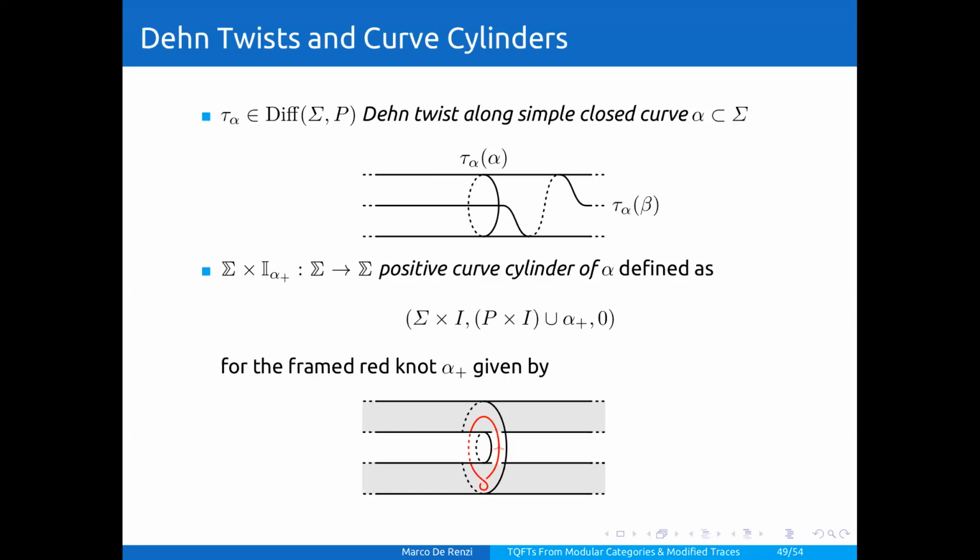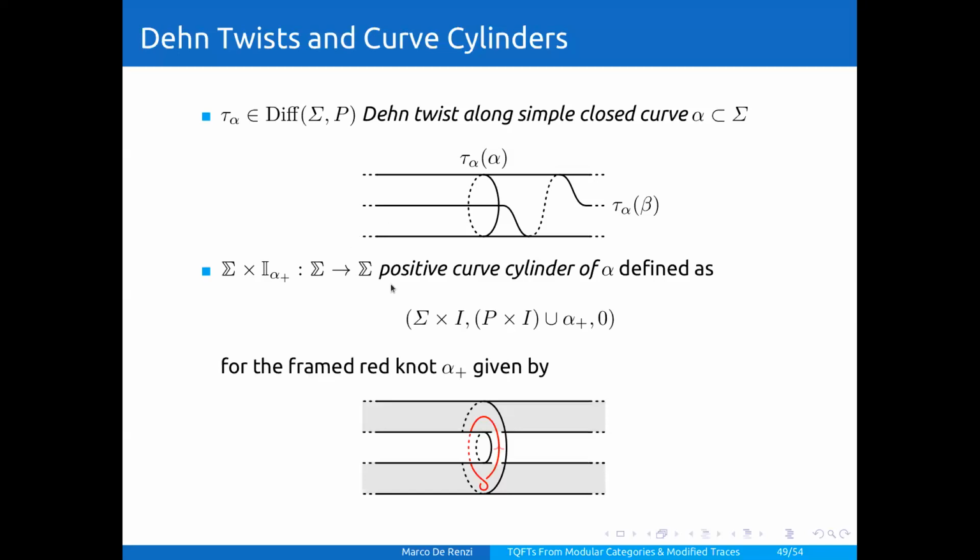Once you glue them back, you obtain a diffeomorphism of the surface sigma, which you extend outside of this picture by the identity. This diffeomorphism is well defined up to isotopy. It fixes the isotopy class of the curve alpha, and it sends the curve beta to this kind of twisted version of beta, right? So this is called the Dehn twist. They were introduced by Dehn. And in fact, when you have a Dehn twist, you have 2 kind of relevant morphisms of the category of Cobordisms. One is the mapping cylinder I introduced in the previous slide. And the other one is called a curve cylinder.